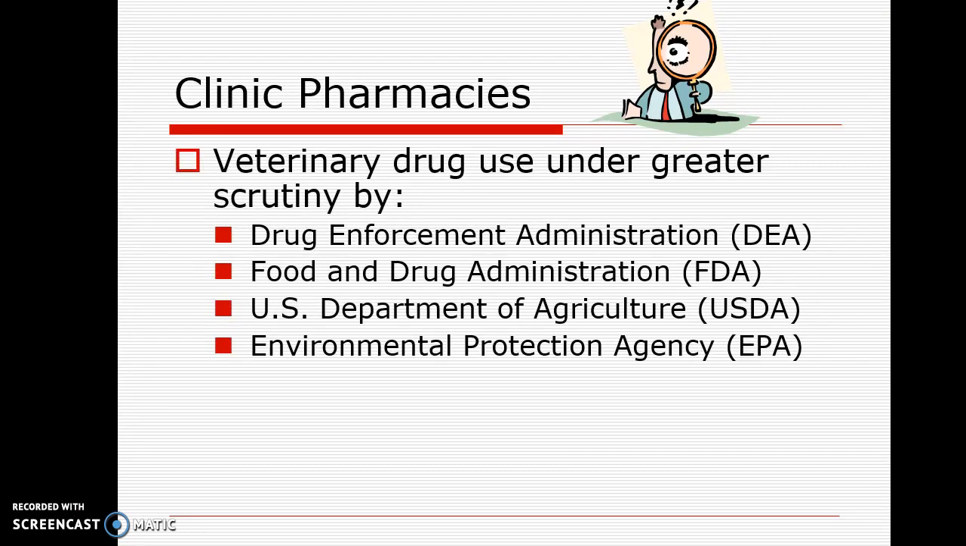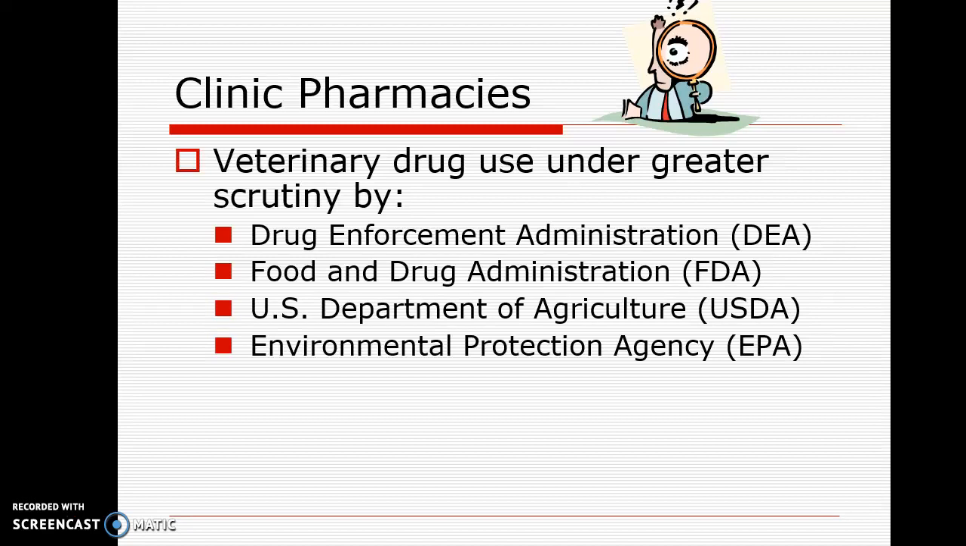So, who oversees clinic pharmacies? There's a different group of agencies that cover different types of drugs that we have in clinics. The Drug Enforcement Administration, the DEA, is over controlled substances. And the Food and Drug Administration, of course, controls the approval and labeling of drugs, and that includes medicated feeds. I want to put that in there.